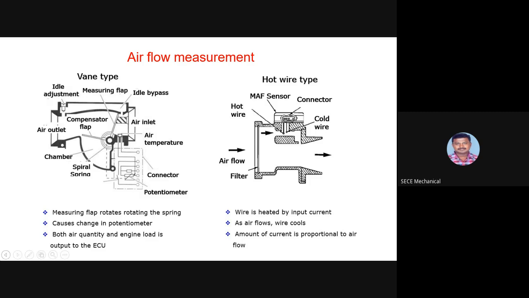In hot wire systems, the wire is heated by input current. As air flows, the wire cools. The amount of current is proportional to airflow. How much airflow has entered the hot wire system determines how the input current varies.